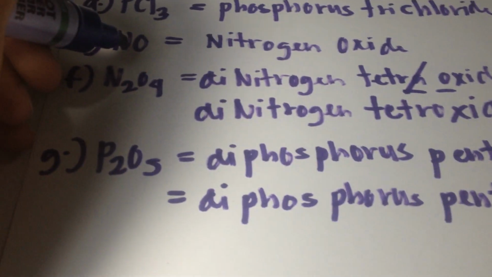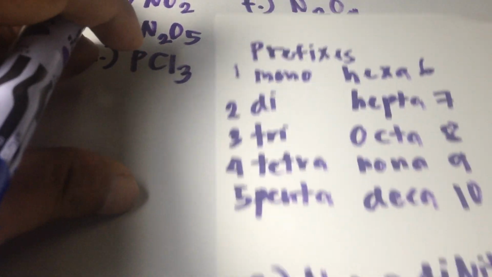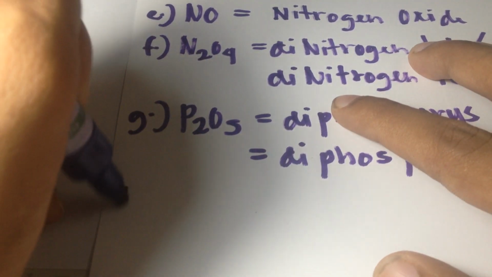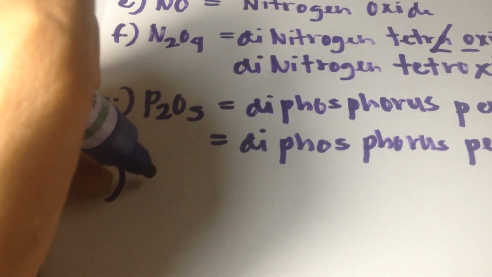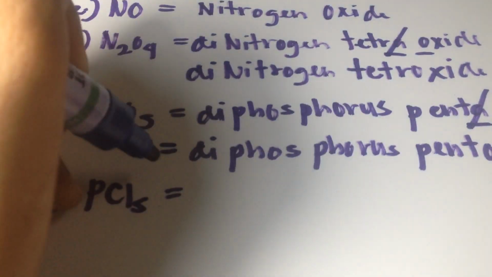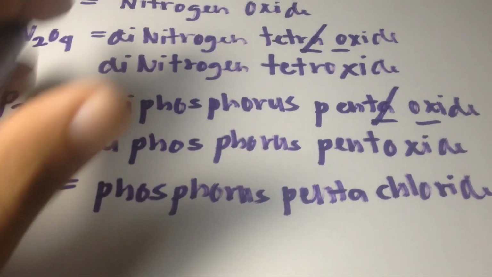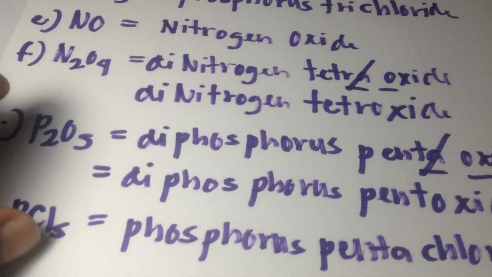Okay. And how about letter H? PCl5. And letter H, PCl5. So PCl5 is equals to 1 subscript, which is phosphorus pentachloride. Okay, that's it. Then I have a take note.